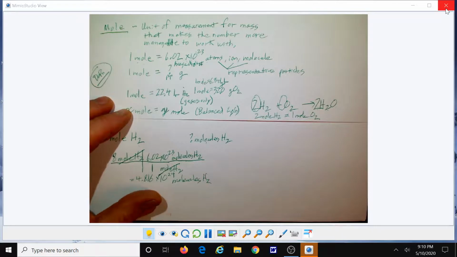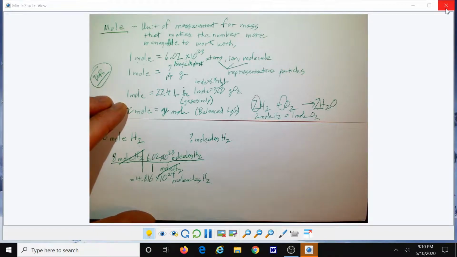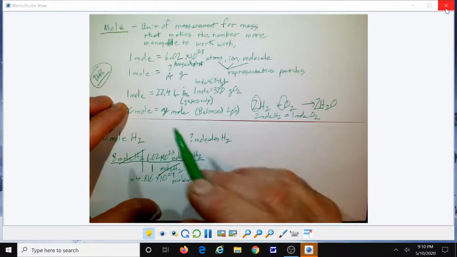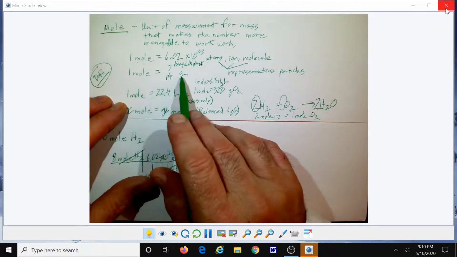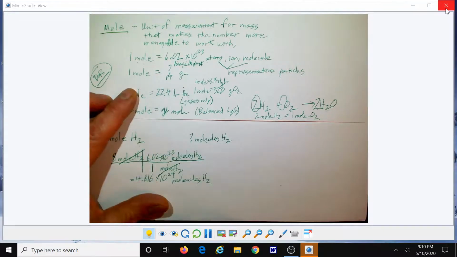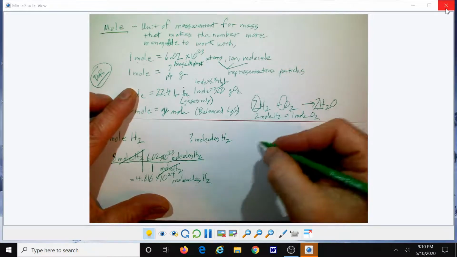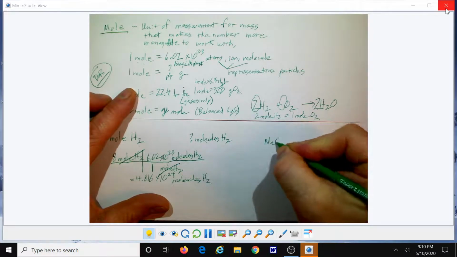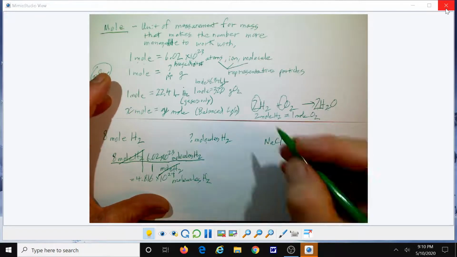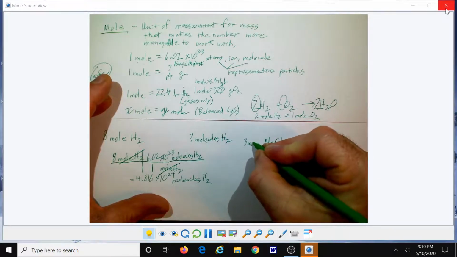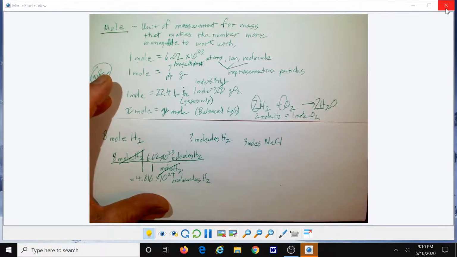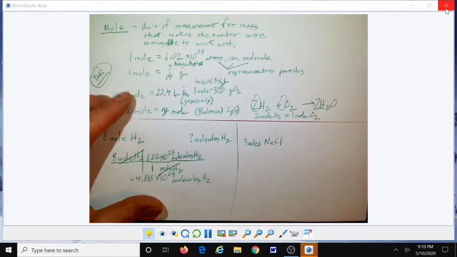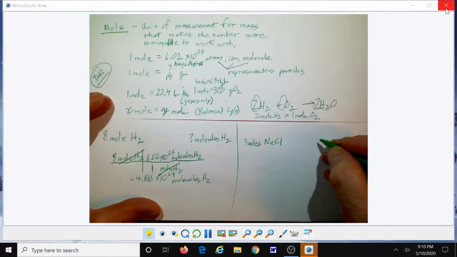So let's try another one. Let's maybe use one of these other things in here. Maybe go the other way. Let's convert into moles. We'll use the periodic table for this. So let's say we're dealing with the substance sodium chloride, very simple substance, NaCl. And let's say that they start us off with 3 moles of NaCl. And in this problem, we want to convert that into question mark grams of NaCl.